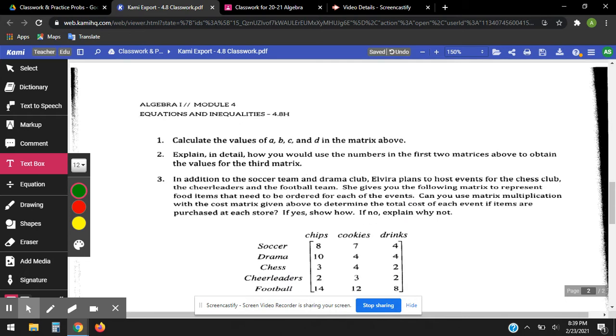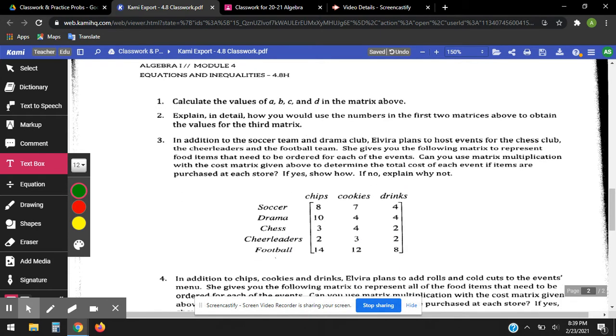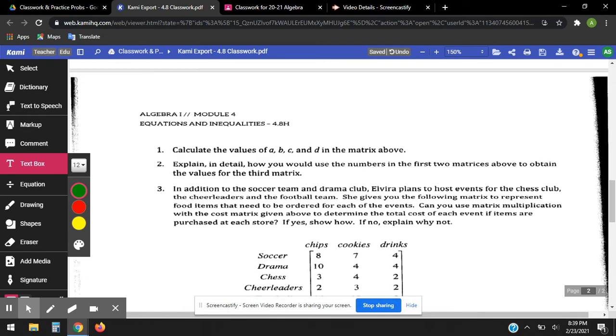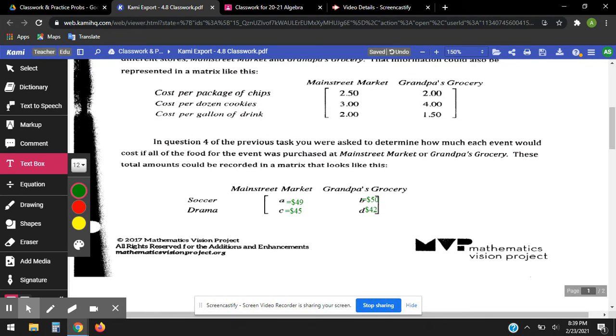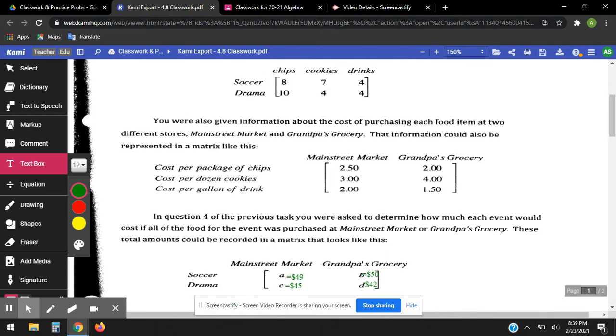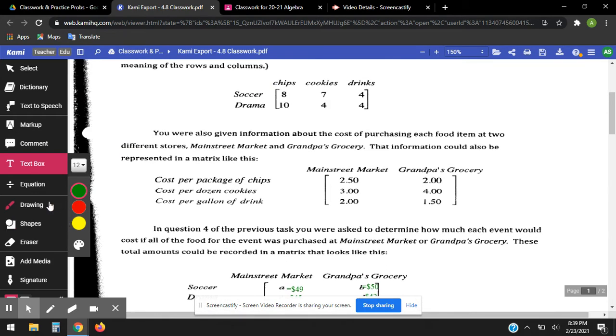All right, explain in detail how you would use the numbers in the first two matrices above to attain the values for the third. We kind of did that when I was going through it, but let's give a little bit better description. So what I did was, and I'm actually going to type that up here so that we can kind of see it on here. Oh, and then that blocks what we can see. One second.